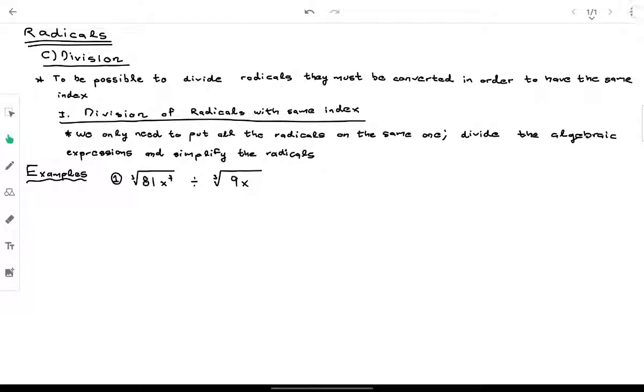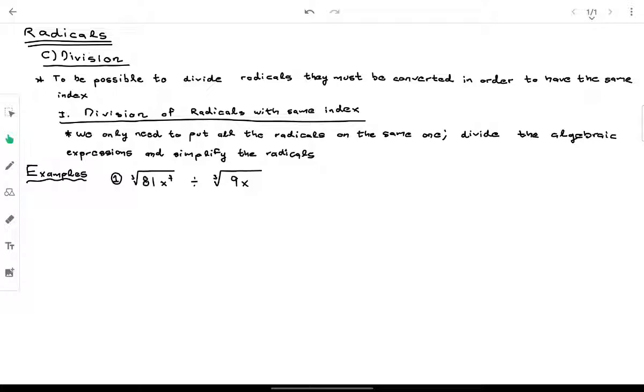So today we will start with radical division. After seeing the videos of multiplication and radical multiplication, the division is going to be almost exactly the same. We will start today with division of radicals with the same index. To be possible to divide, it's the same as with multiplication. When we multiply, we need to have the same index in our radicals.